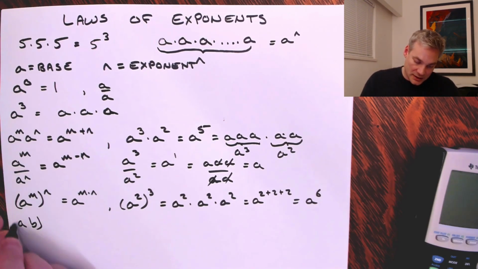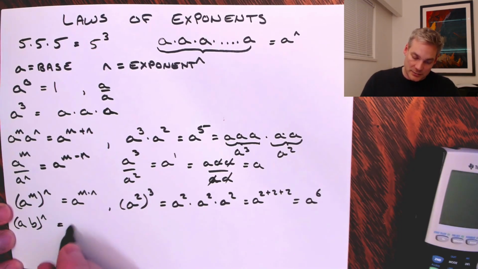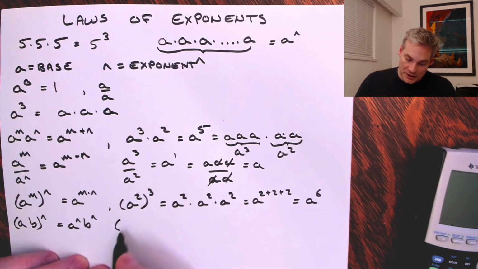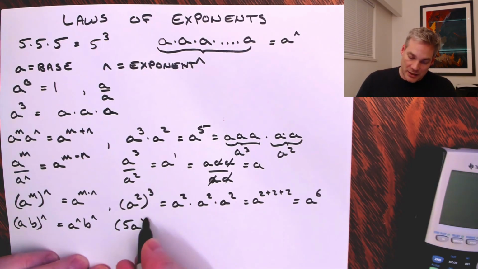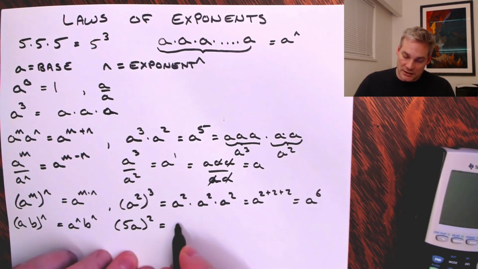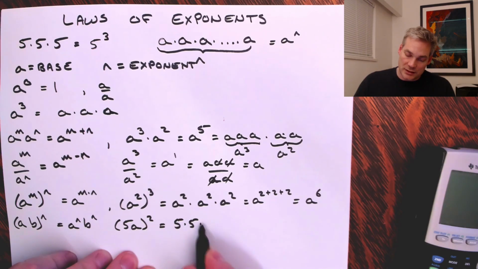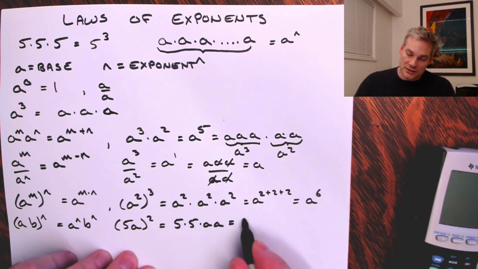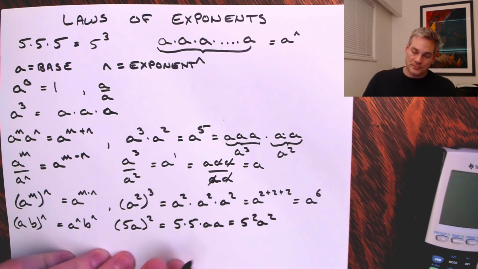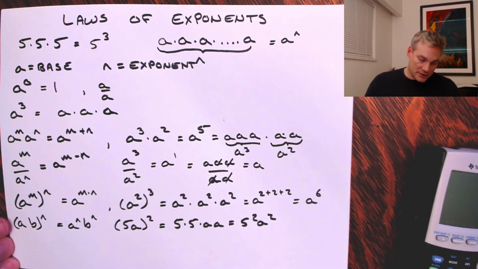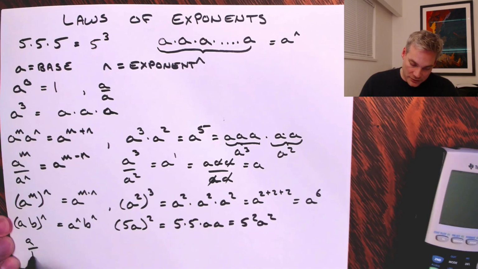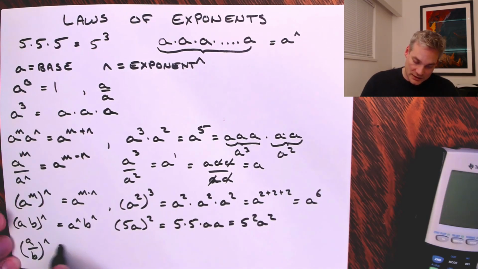We also have a times b to the n is the same as a to the n, b to the n. And that might be something like 5a to the power of 2. That's the same as 5 times 5 times a times a, which is 5 squared a squared. And I believe there's one last one, and that is a over b to the n is the same as a to the n over b to the n. Whoop, put a 2 in there.